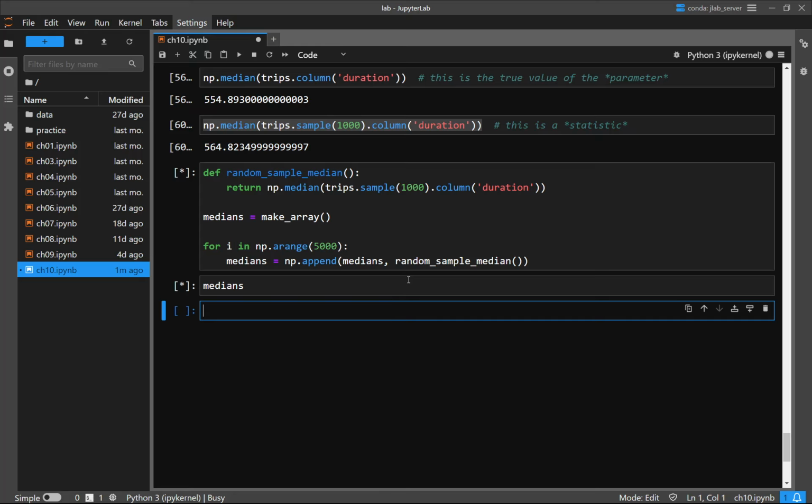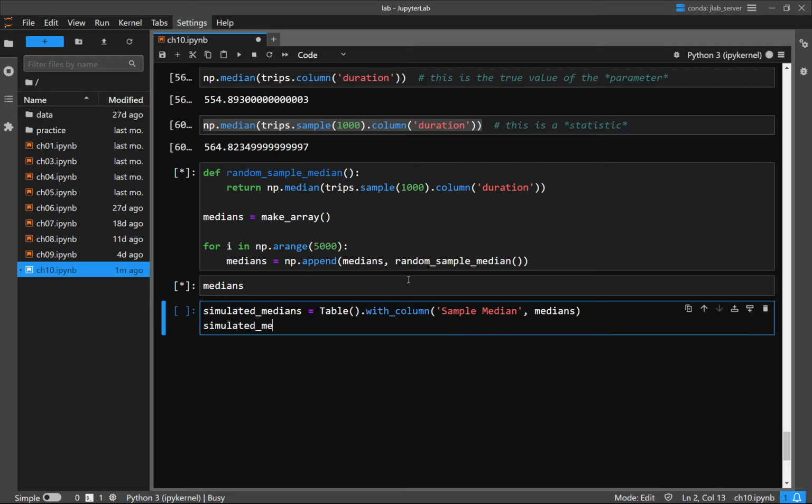So let's make a brand new table with those values, using Table().with_column. I'll call the column sample median, put all the medians in there, and call that simulated medians. Oh man, should I have done 5,000? I don't know how long it's going to take. It takes some work. It's not the world's fastest thing. It's thinking really hard right now.